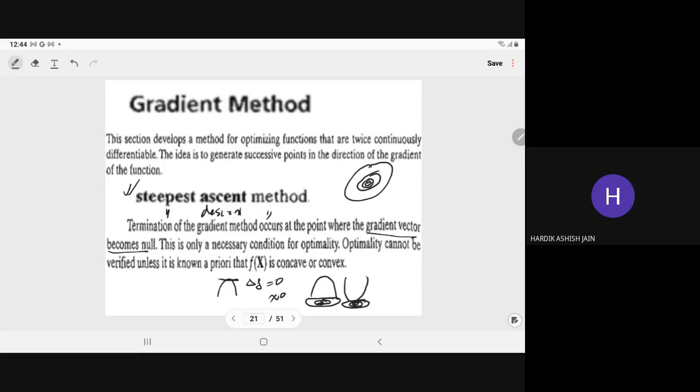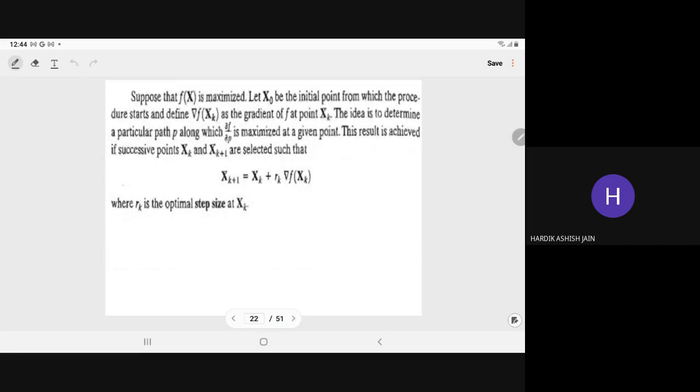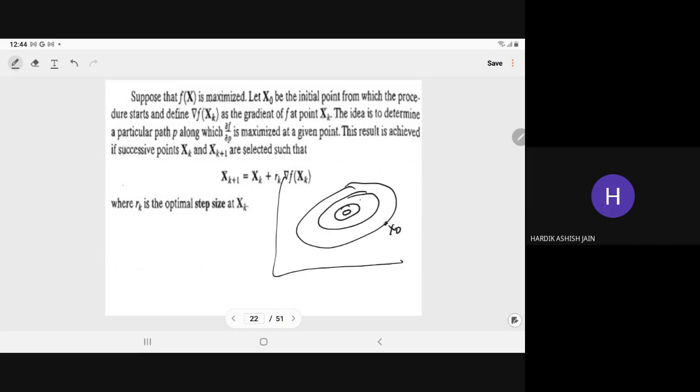So that is the steepest ascent or steepest descent method. How do we do it? Suppose f(x) is a maximization problem and x0 is the initial point. Let us say this is the shape, or contour, and this is the x0 point. At the x0 point, we observe that the maximum increase is in this direction, so we move in that direction.